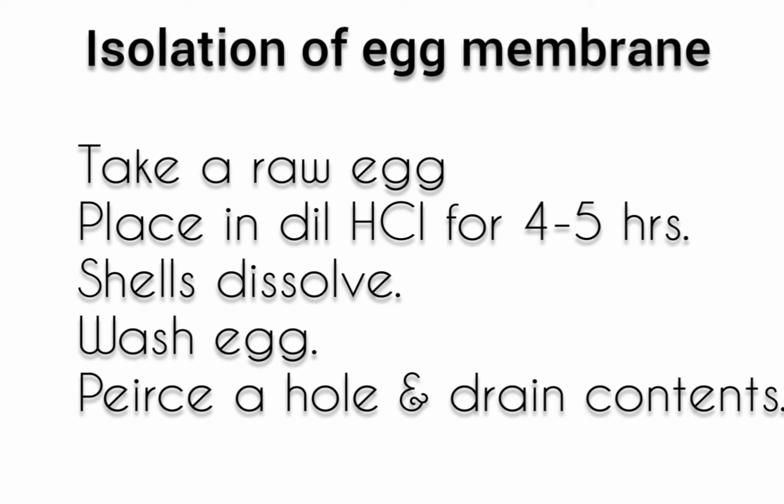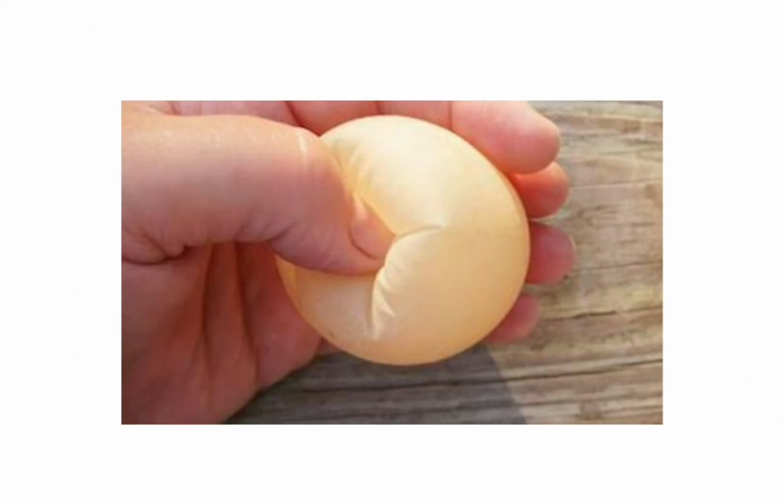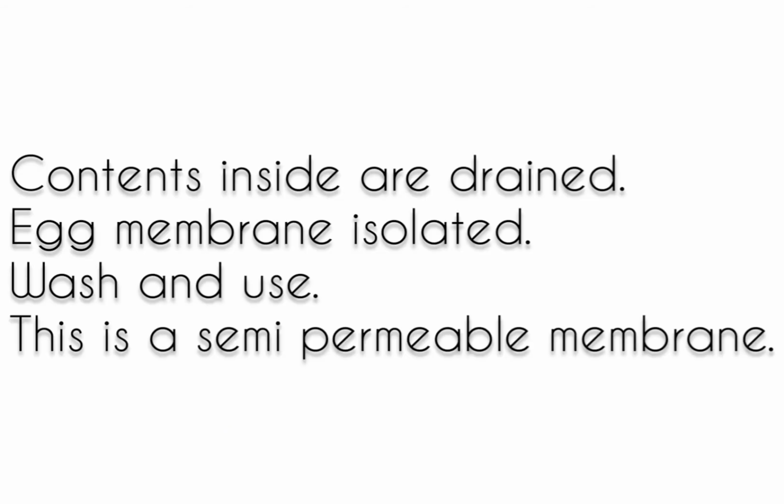Take 1 raw egg and keep the raw egg in dilute HCl for 4 to 5 hours. What will happen now? The eggshell, which is made up of calcium carbonate, will get dissolved. Now you can take the egg out after 4 to 5 hours and then pierce a pencil-sized hole in the egg membrane. The shell will be removed. You will have only the membrane, and it can be pierced. So all the contents inside the egg will be drained out.